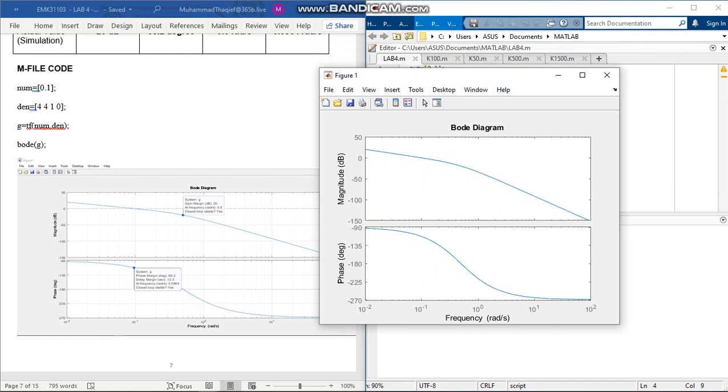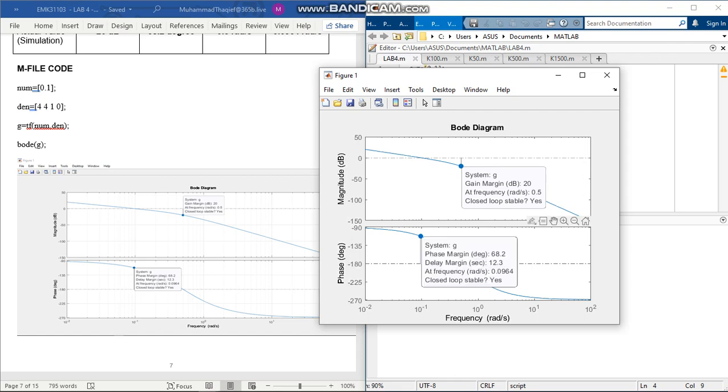This is for magnitude and this is for phase. To get the phase margin and gain margin, we need to select Characteristics and then All Stability Margins. Okay, so the dots and the lines will appear. We need to click on the dot, and the dot for phase.